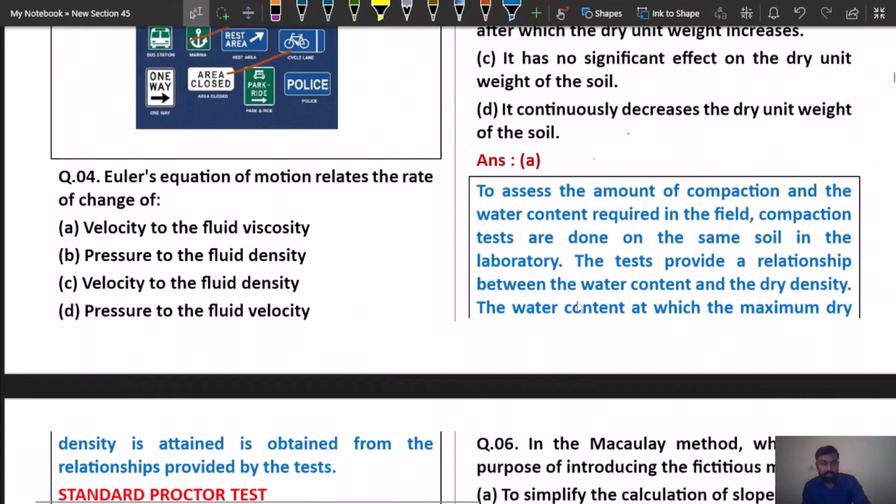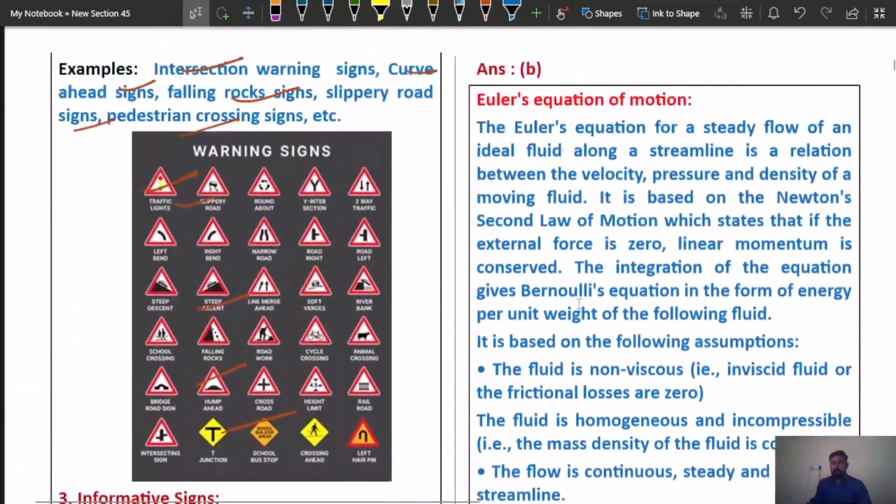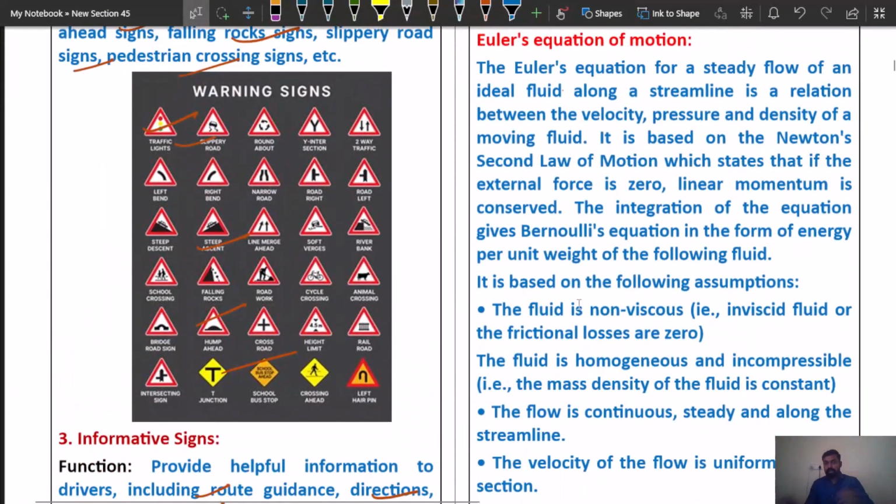The next question is asking about Euler's equation of motion, which relates the rate of change of... This question is asking what the Euler equation is and how it relates to the rate of change of. Options are given: velocity to the fluid viscosity, pressure to the fluid density, velocity to the fluid density, pressure to the fluid velocity. So if you are going to explain Euler's equation of motion, this equation gives the relation between the velocity, pressure and density of a moving fluid.